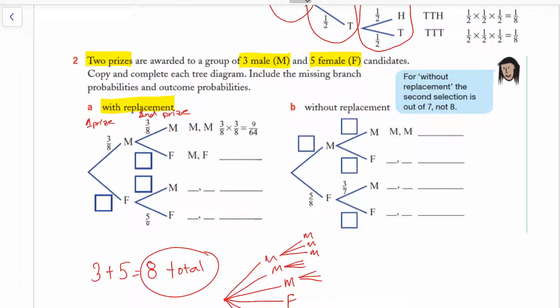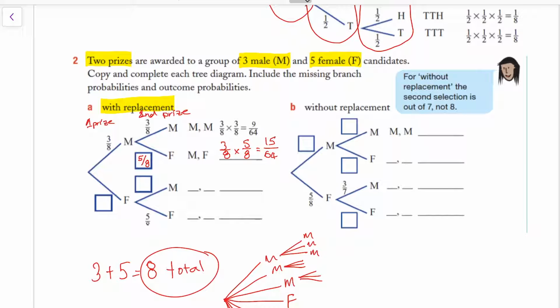So as you can see, my diagram's getting very tight and very messy. You want to try and avoid this situation, hence why we now use the fractions to make it a little bit easier. Okay, so we've already said that there's 5 females, so this one in this box is going to be 5 over 8. So then my fraction is going to be 3 over 8 times 5 over 8. 3 times 5 is 15 over 64.